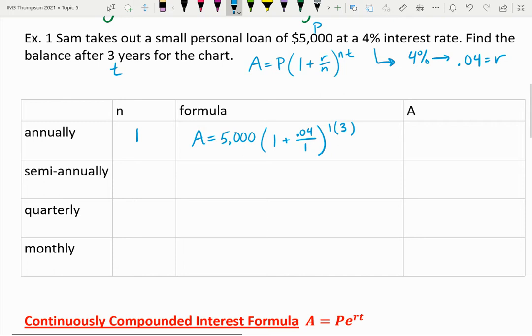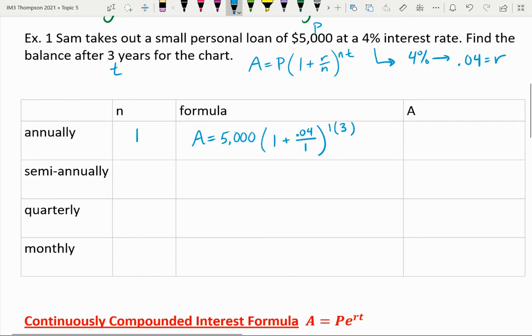0.04 divided by 1 doesn't change anything. It's just 0.04. One plus 0.04 is 1.04. One times 3 in my exponent is just going to give me a 3. So I'm going to simplify from this point. After parentheses, I go to exponents. So I need to do 1.04 to the power of 3 before I multiply.